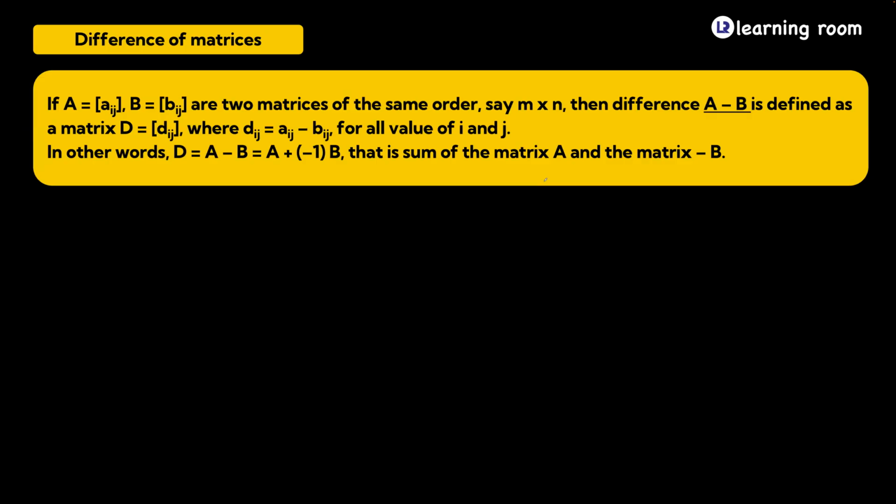So from this, the concept that comes into picture is the difference of matrices. Suppose A is equal to Aij and B is equal to Bij are two matrices of the same order. Let's say that the order is m cross n, then the difference A minus B is defined as a matrix D, which is given by Dij, so that is how the elements are going to be.